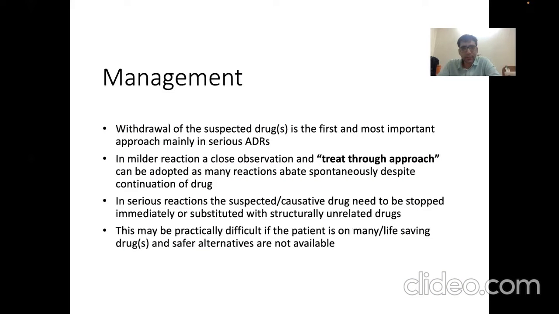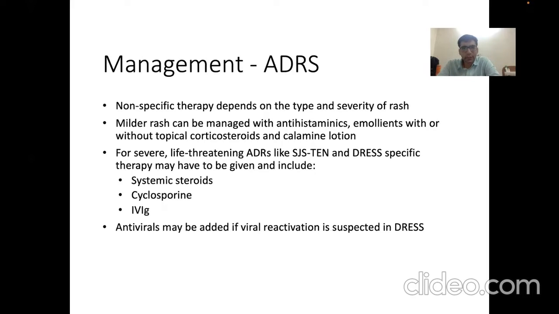How will we manage such patients? Withdrawal of the drug is the most important approach. In milder reactions, close observation and treat symptomatically. Non-specific therapy depends on the type and severity of rash. Milder rash can be managed with emollients, calamine lotion, with or without topical corticosteroid, and antihistamines. For severe drug reactions like TEN, systemic steroids, cyclosporine, and IVIG are used. Antivirals may be added if viral reactivation is suspected in DRESS.